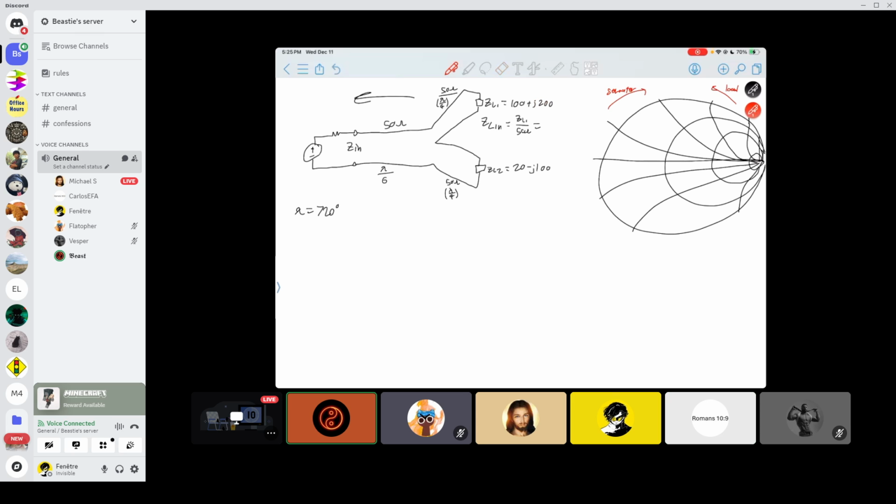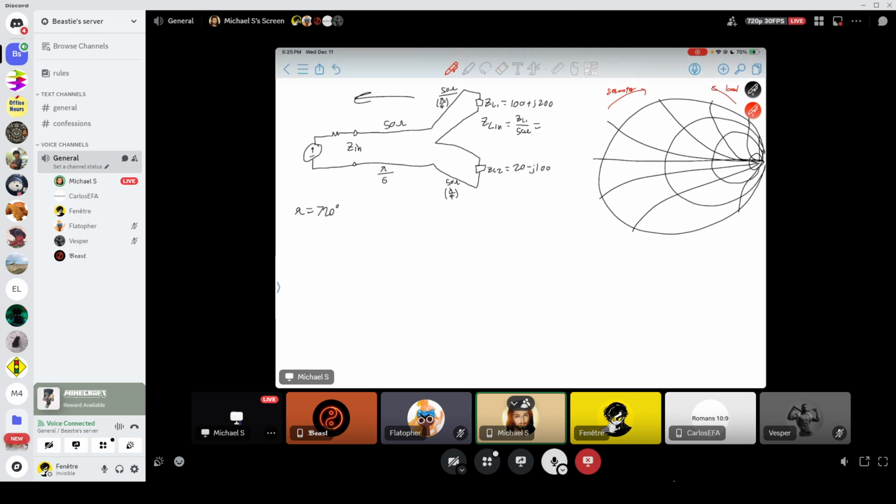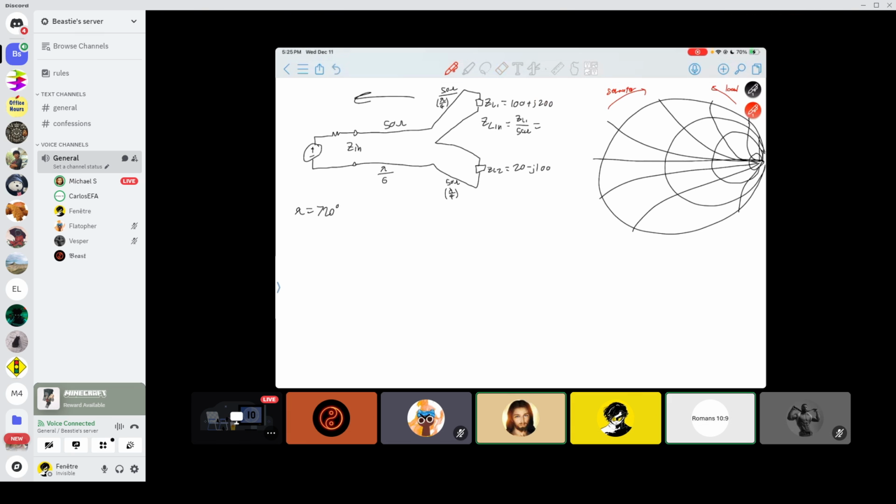Basically, all this is given to us. They're going to say find Z in, for example, and Z in is the impedance at the generator, so we have to go from here. We're given all the load impedances, and we have to work our way to the generator.